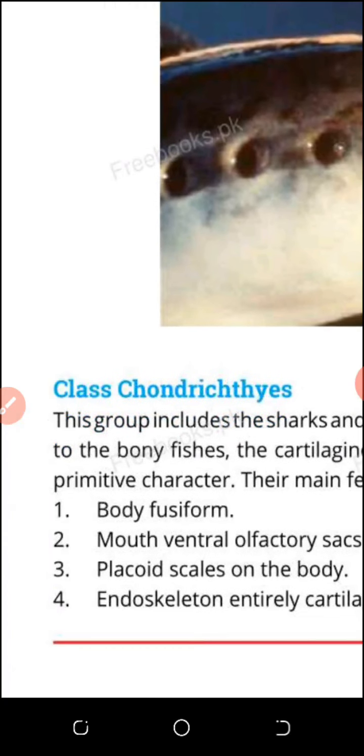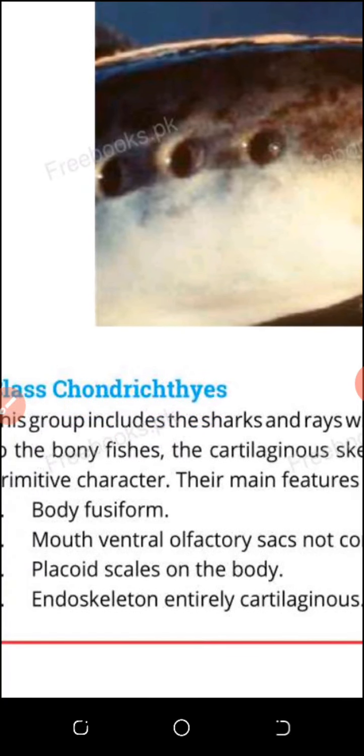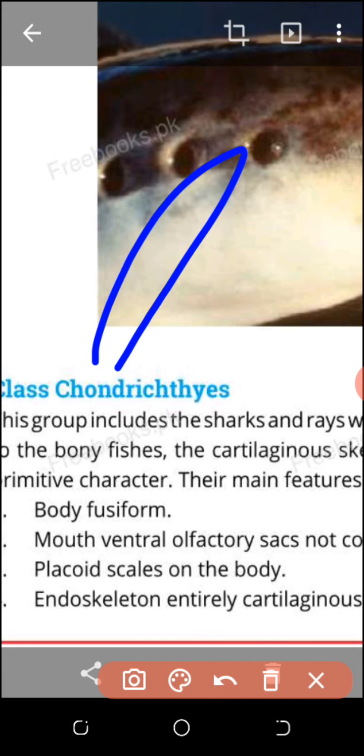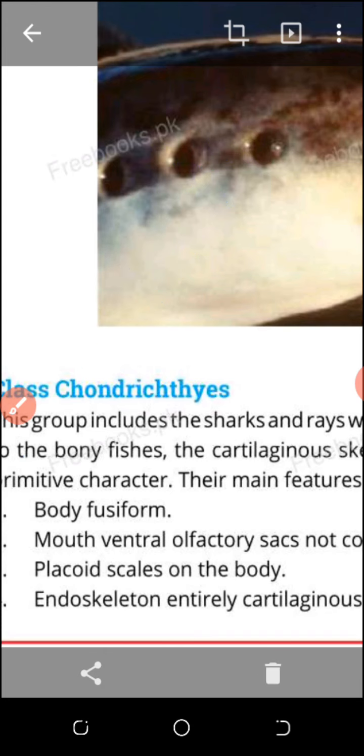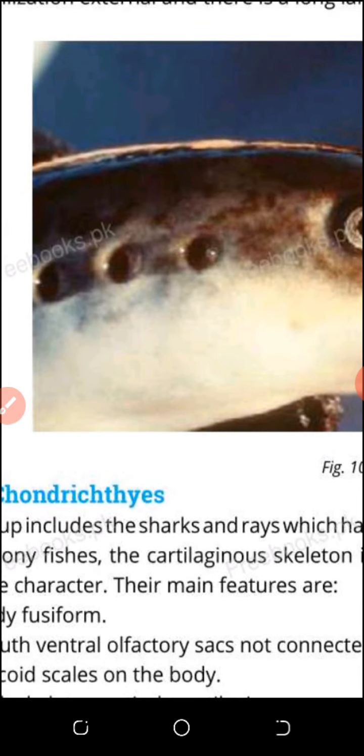Chondrichthyes means the body is fusiform, spindle shaped, to reduce friction. I make a figure like this one so that, like an aeroplane, it reduces friction. They have placoid scales. There are many kinds of scales in some animals, but the scales in these fishes are placoid scales. You can see these placoid scales in the figure. These are the scales that are visible to you.